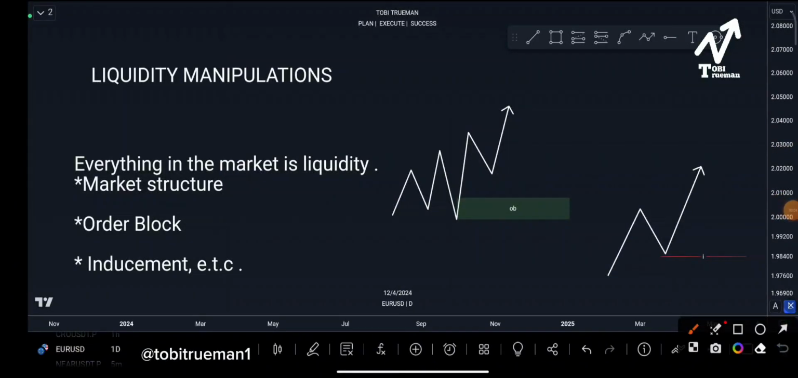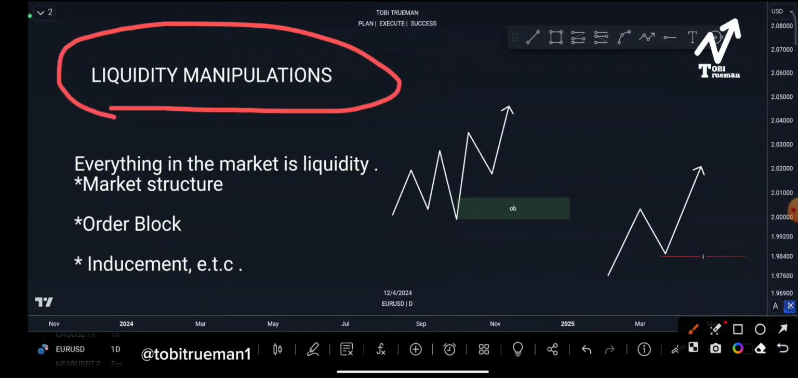As we continue studying the smart money concept, in today's lesson we'll be talking more on liquidity manipulations. Not so much a manipulation, but for a clearer understanding of how to spot liquidity. When I say liquidity, everything in the market is liquidity: market structure, order block, inducement, any term you want to use, as long as it involves candlesticks, they are all liquidity.